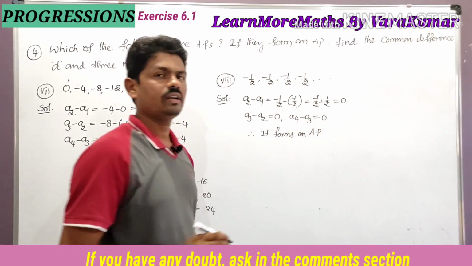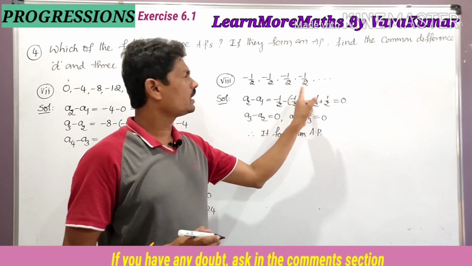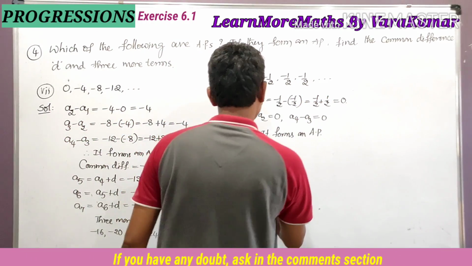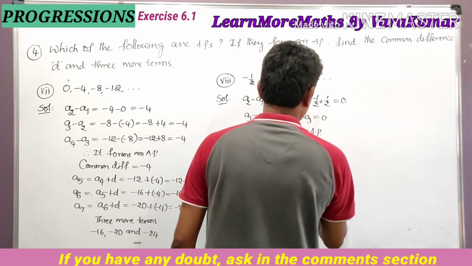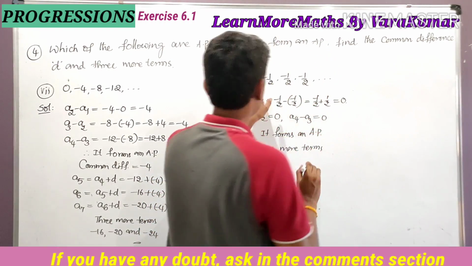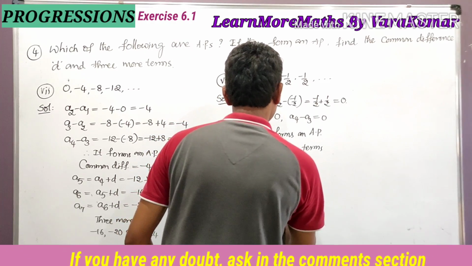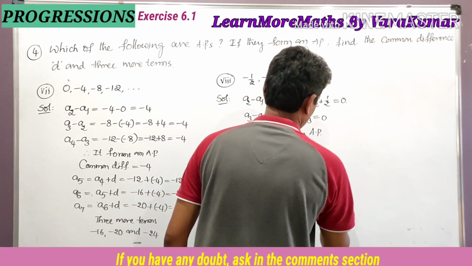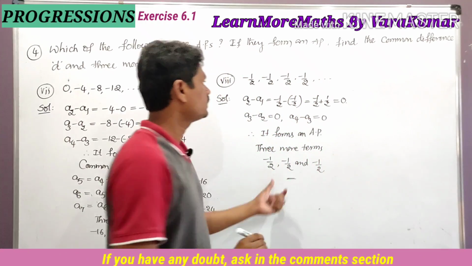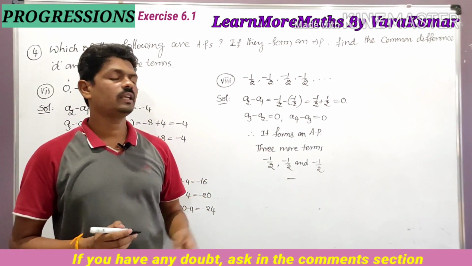So he is asking us to find 3 more terms. All are equal, so the 3 more terms are also minus 1 by 2, minus 1 by 2 and minus 1 by 2. So these are the 3 more terms. So this is the 8th bit, student.